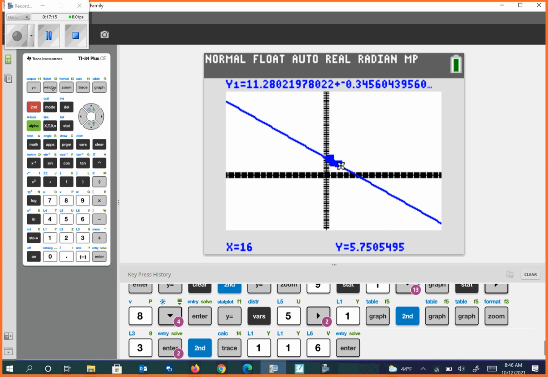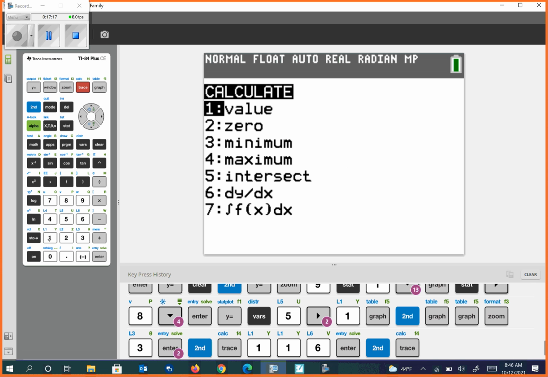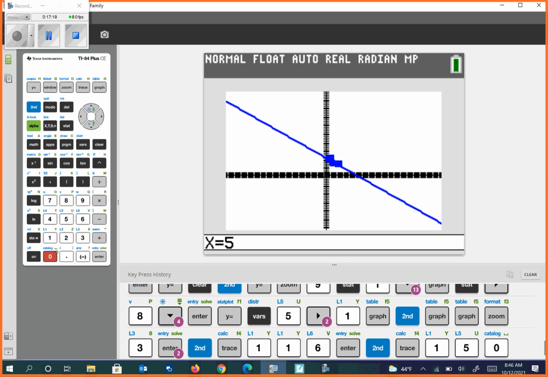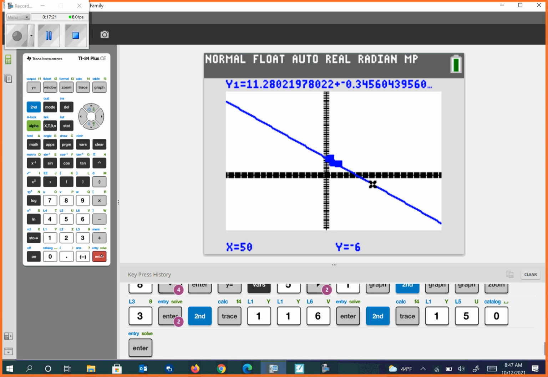Okay, so again, if I go second, calculate, and I want to find a value, and I want to plug 50 in for 2050, 2050 means we have an unemployment rate of -6. When I'm doing calculate the x value, that's basically subbing in this x right here, and it'll totally work for you the same way that we're doing.